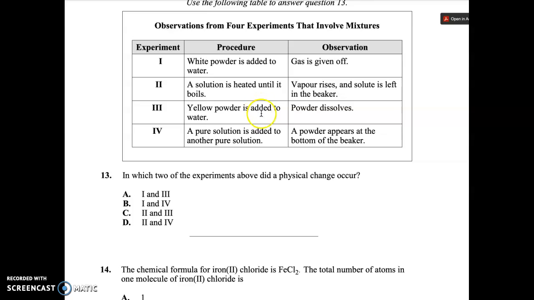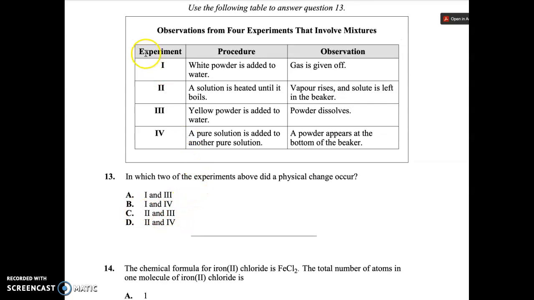Yellow powder is added to water, sulfur maybe. The powder dissolves. Great, again we could evaporate our solvent to get our solute back. And so they're reversible, this one and this one so far. A pure solution is added to another pure solution, and a powder appears at the bottom of the beaker. So a precipitate is formed, something new is created. The ones with physical changes were 2 and 3. Let's see if that's on our list. Yep. And the chemical changes would have been 1 and 4.